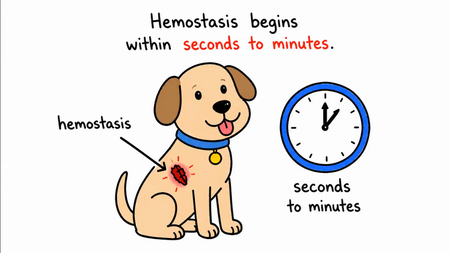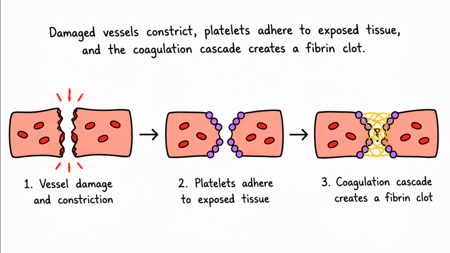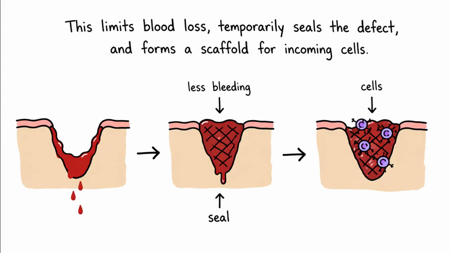Hemostasis begins within seconds to minutes. Damaged vessels constrict, platelets adhere to exposed tissue, and the coagulation cascade creates a fibrin clot. This limits blood loss, temporarily seals the defect, and forms a scaffold for incoming cells.